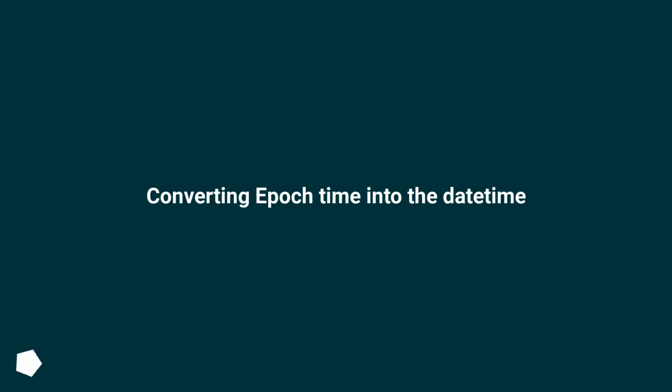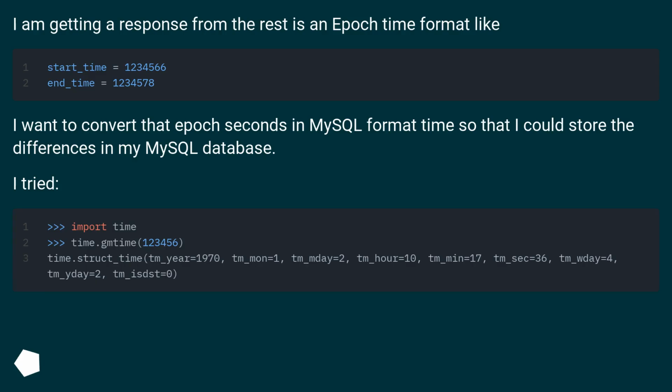Converting epoch time into date time. I'm getting a response from the REST API in an epoch time format. I want to convert that epoch seconds into MySQL format time so that I could store the differences in my MySQL database. I tried.